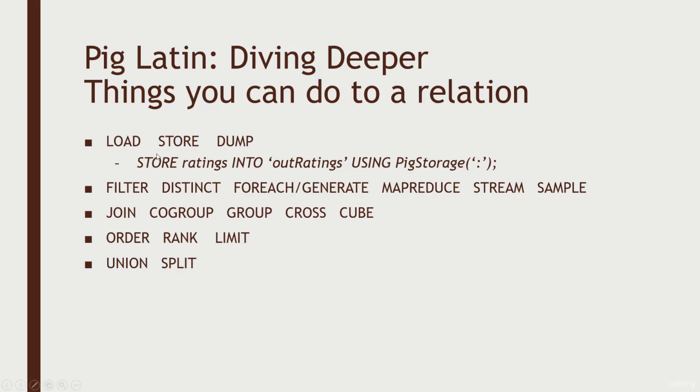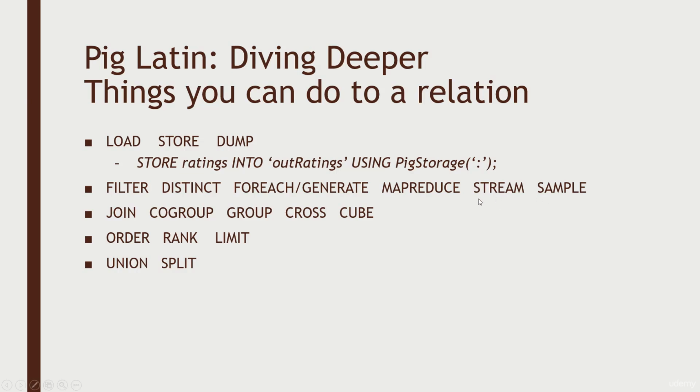You've seen dump before. Filter, we've already used that too, for filtering things out in a relation based on some Boolean expression that you set up. Distinct does what it sounds like, gives you back the unique values within a relation. Foreach generate we've looked at, basically a way of creating a new relation from an existing one, going through it one line at a time and transforming it in some way. And then we have MapReduce, which lets you call explicit mappers and reducers on a relation. So you don't have to choose between Pig and MapReduce necessarily. You can actually blend the two together, which is kind of cool.